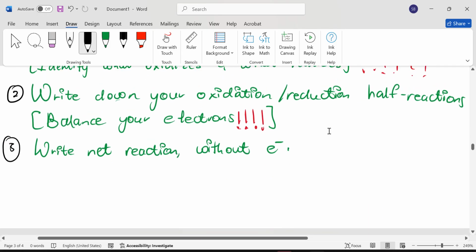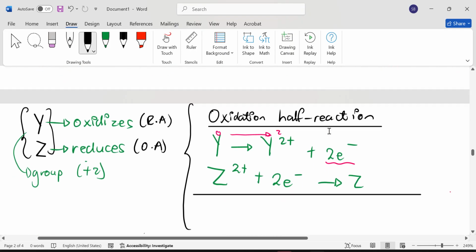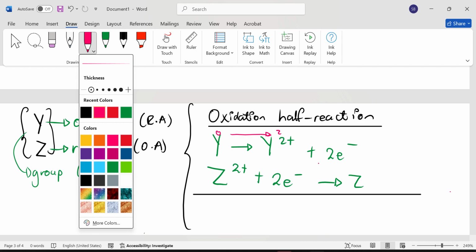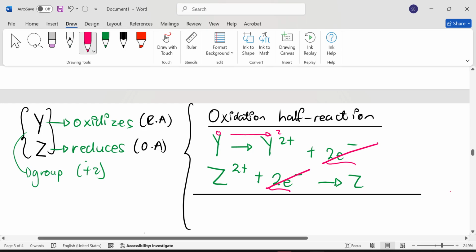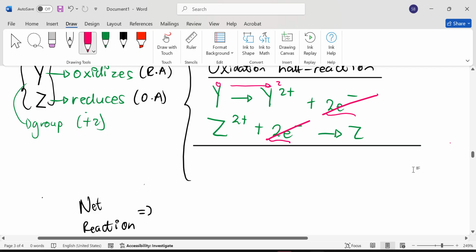Then step 2 says, write out your oxidation half reactions. We've done that. And balance your electrons. That is, if I have 2 electrons on the reactant side, I must have 2 electrons on the product side. So notice something. I have 2 electrons on the reactant and 2 electrons on the product. Are they balanced? Yes. That is the only time you are able to cancel out your electrons, if and only if they are balanced. Meaning if I have 2 on the reactant, I must have 2 on the product. 1 on the reactant, 1 on the product. 1,000 on the reactant, 1,000 on the product. 5 on the reactant, 5 on the product. That's all that they mean.